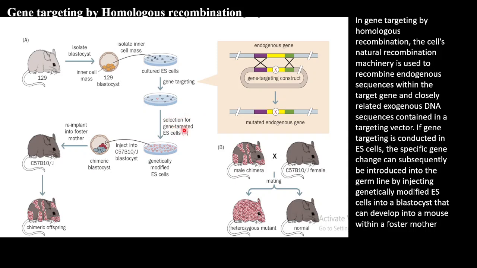So once you select the gene targeted ES cells, you will grow them. Once you grow them, you will inject them into another blastocyst and you will now inject these blastocysts into this particular mice. After this, it is going to produce the chimeric offspring. Now you mate this chimeric offspring with the female mice and you will get the heterozygous mutant mice. So that's how you can target these particular genes.